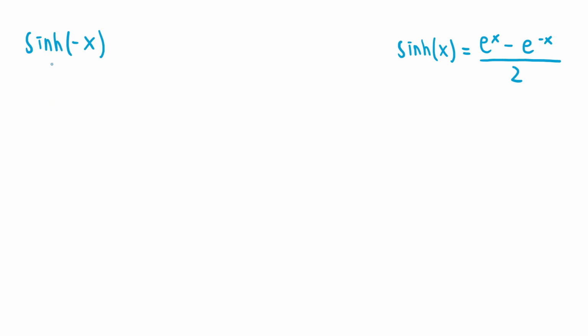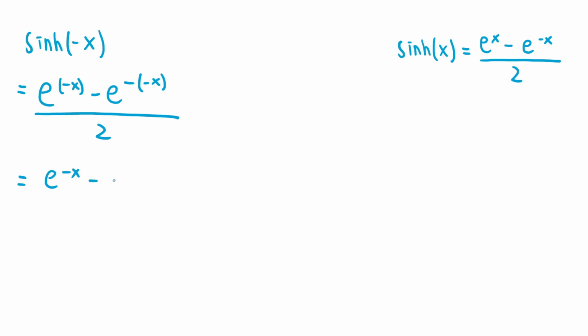We start with sinh of negative x and plug negative x into the definition of sinh of x. So sinh of negative x equals e to the power of negative x minus e to the negative of negative x, and then all of this is divided by 2, since sinh of x equals e to the x minus e to the negative x divided by 2. So the e to the negative x term becomes e to the negative, and then parentheses, negative x. If we simplify this, this becomes e to the negative x minus e to the positive x, since negative and negative cancel out, and this is all over 2.